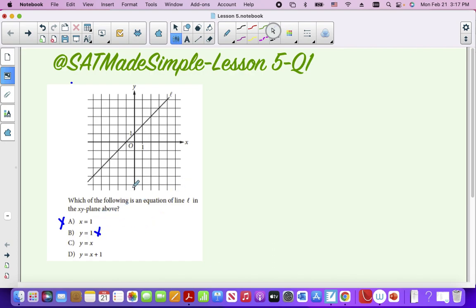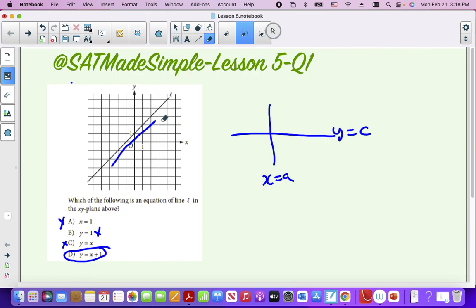A is a vertical line, that is x equals a constant, and y equals 1 is a horizontal line, that is y equals a constant, the general equation. Y equals x cannot be either, because that should be a straight line going through the origin, so that leaves D the correct answer.